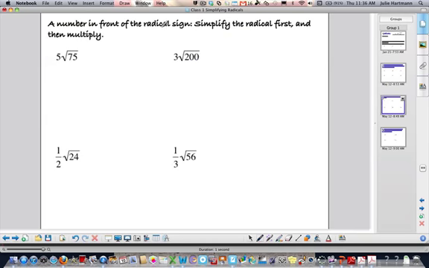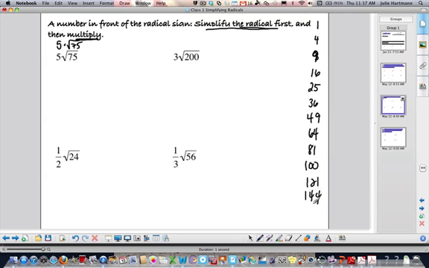Now, a number in front of the radical sign, that means we want to simplify first, and then that's a multiplication. So that is 5 times the square root of 75. So you're going to do the same thing. So let's list out our perfect squares. 1 times 1, 2 times 2, 3 times 3 is 9, 4 times 4, 5 times 5, 6 times 6, 7 times 7, 8 times 8, 9 times 9, 10 times 10, 11 times 11, 12 times 12. We'll stop there. All right, so 75 is here.